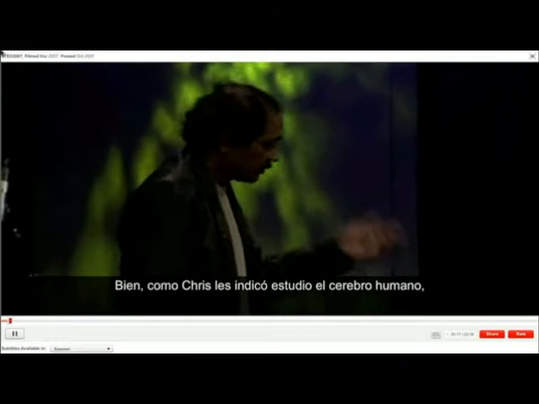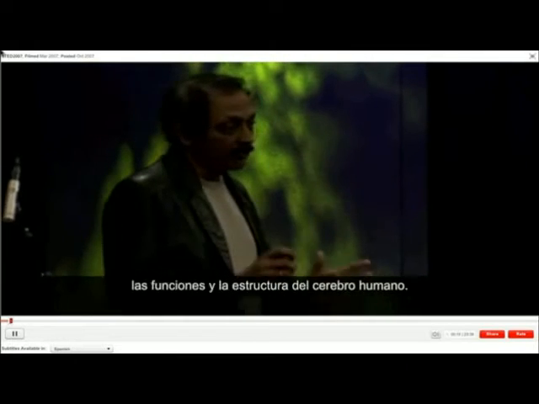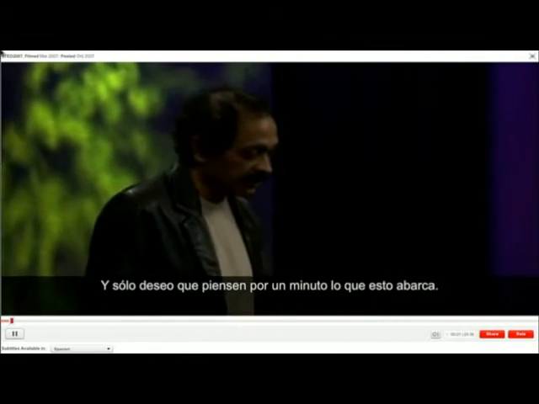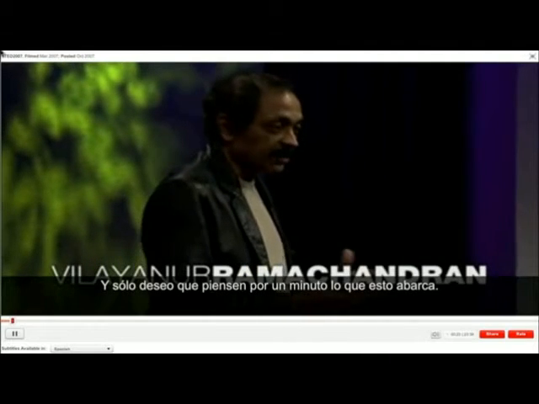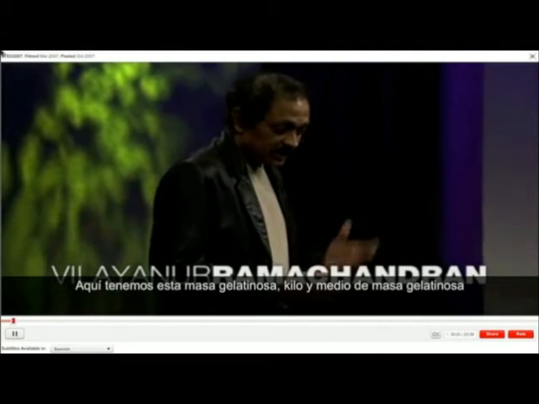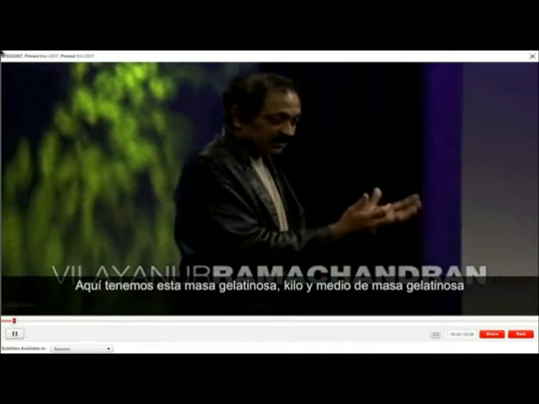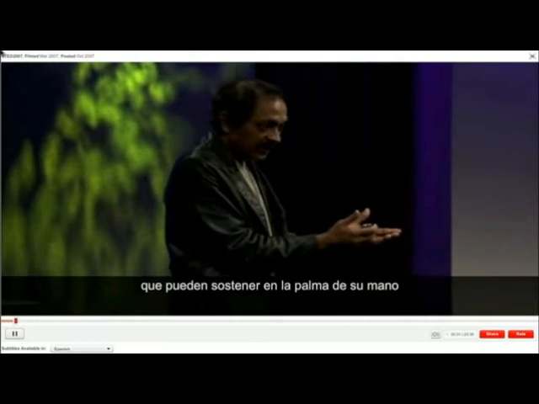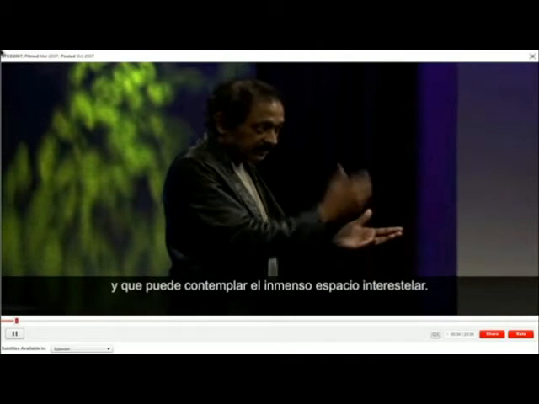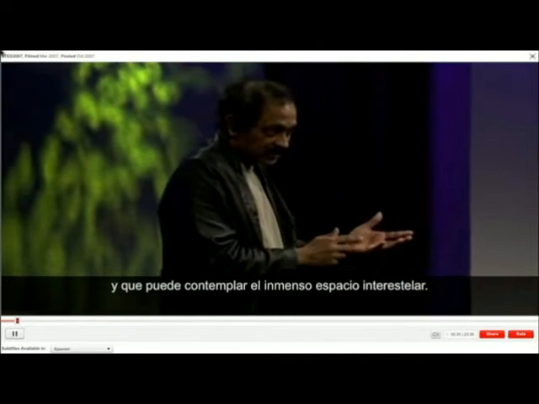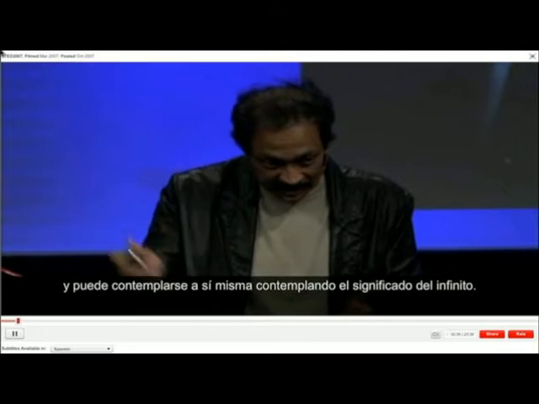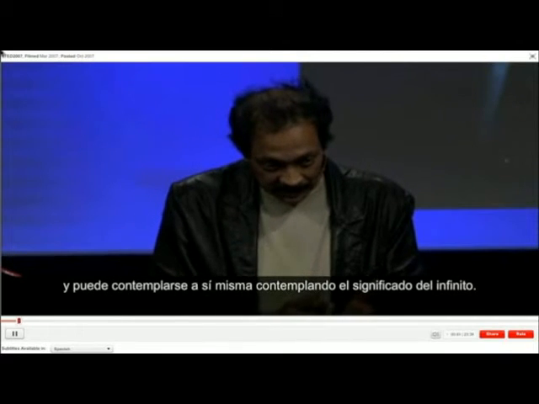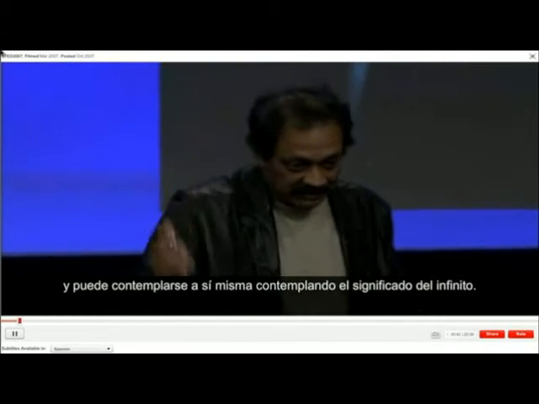Well, as Chris pointed out, I study the human brain, the functions and structure of the human brain. And I just want you to think for a minute about what this entails. Here is this 3-pound mass of jelly you can hold in the palm of your hand, and it can contemplate the vastness of interstellar space, it can contemplate the meaning of infinity, and it can contemplate itself contemplating the meaning of infinity.